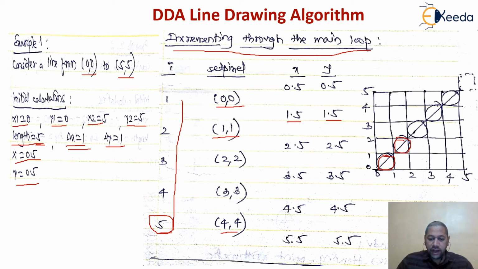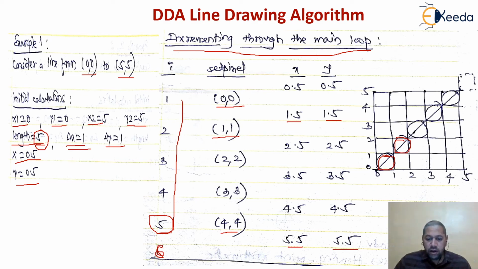In the next line I have the value 0.5 and 5.5. But what is my I value? My I value becomes 6 here. When my I value is incremented and becomes 6, my condition fails, because in the while loop I'm checking whether I is less than length. My length is 5. So if I is 6, the condition fails, and I come out of this while loop.